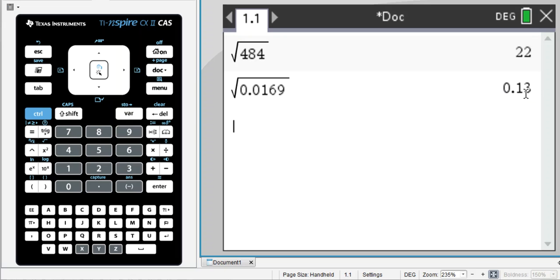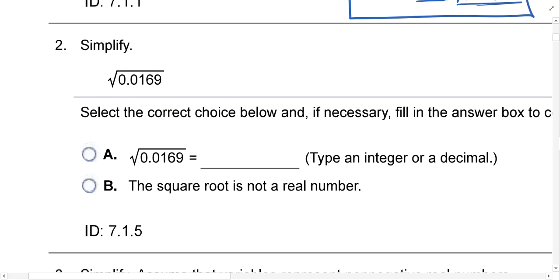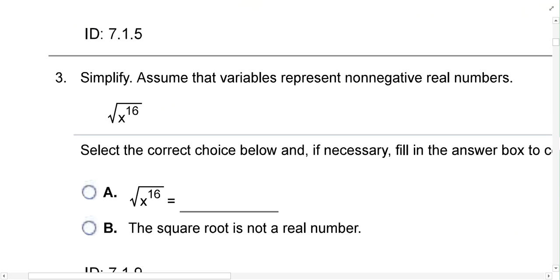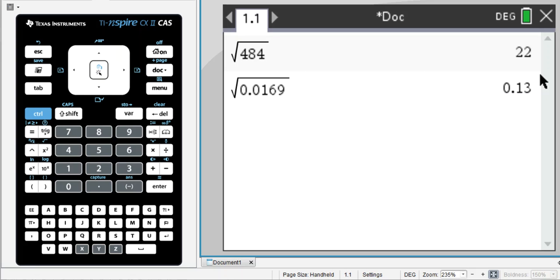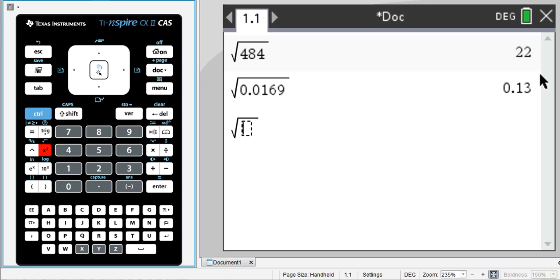So since this terminates at 0.13, I'm satisfied with that answer, and I would say that the square root of 0.0169 is 0.13. Clearly that's a real number, and in this case it happened to be a decimal, which is okay by the instruction set. So now we get into a problem like 3, and I don't think the calculator is going to help us here. For as advanced as these calculators are, if I try taking the square root of x to the 16th power, well, how about that?